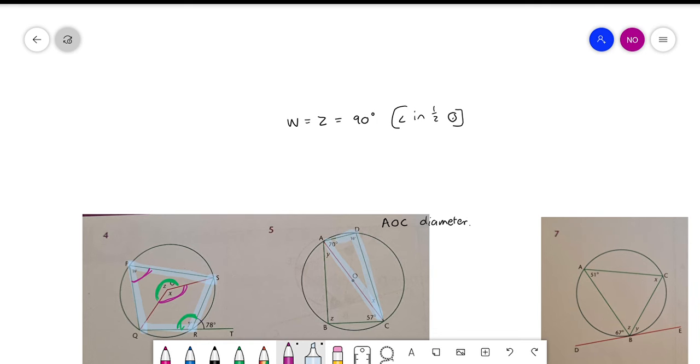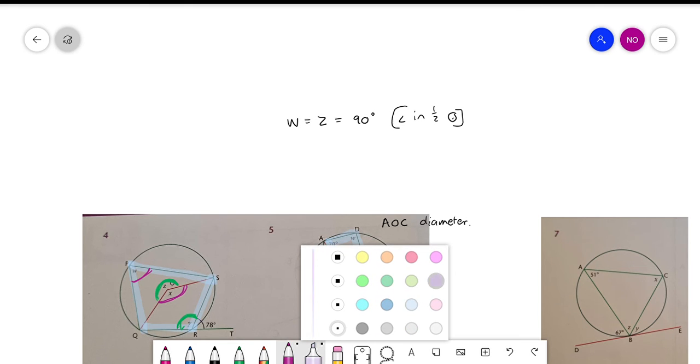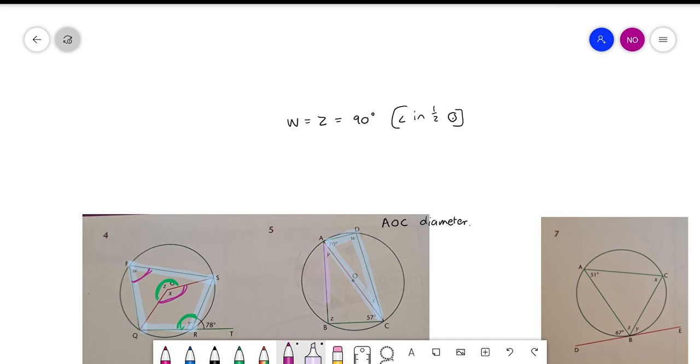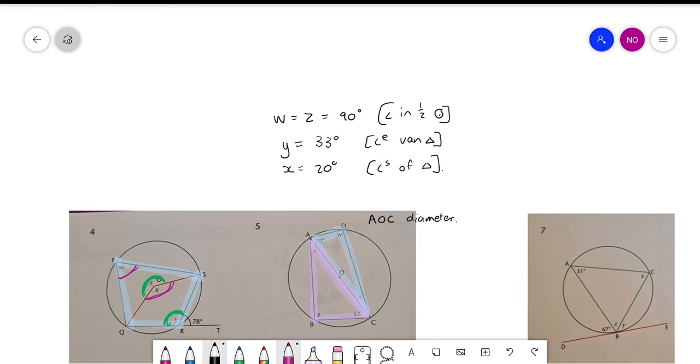Okay, and then the other two I can just do with some angles triangle in that one and some angles triangle in that one. Okay, so kom ons doen sommer I gaan gelyk wees aan 33 grade. Hoeke van 'n driehoek. En x gaan gelyk wees aan 20 grade. Also some angles of triangle. Okay, goed.